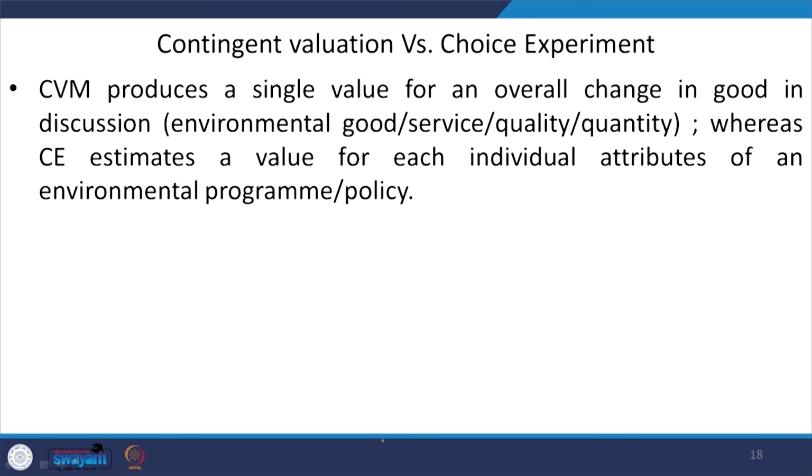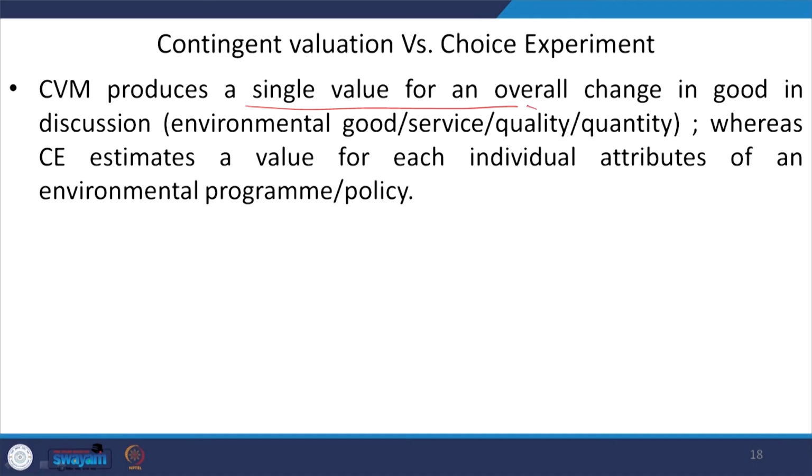Now, after understanding this, we will look at the difference between choice experiment evaluation and contingent evaluation. You can summarize that contingent valuation produces a single value, and this single value is for the overall change in the policy that is being discussed, whether it is a change in an environmental good or service. So, it is estimating a single value for the overall changes.